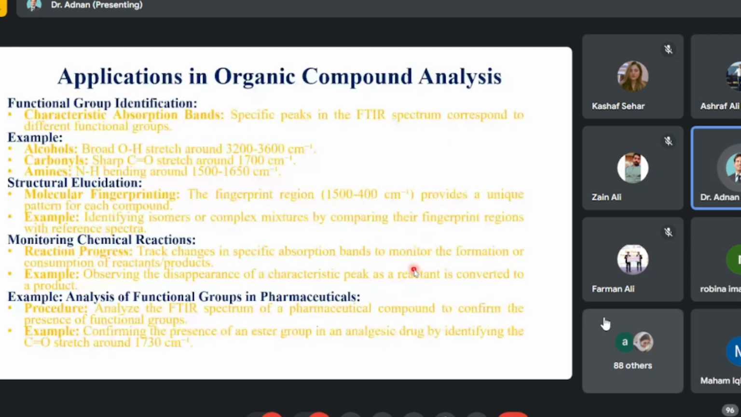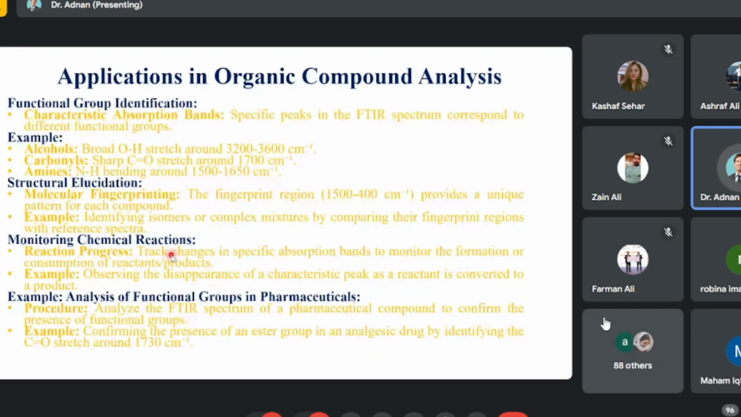Like I have already mentioned, for alcohol you can determine a peak around 3600 to 3700 per centimeter, for carbonyls the peak is at 1700 per centimeter, and for amines it will be from 1500 to 1650 per centimeter. You can elucidate the structure.